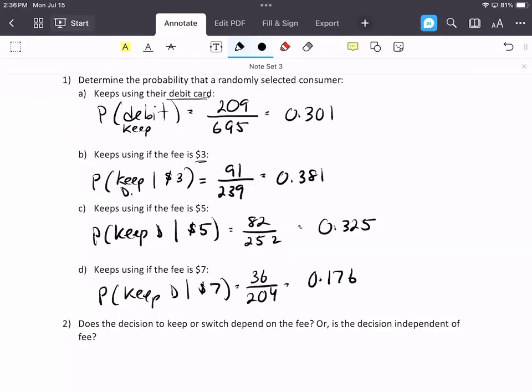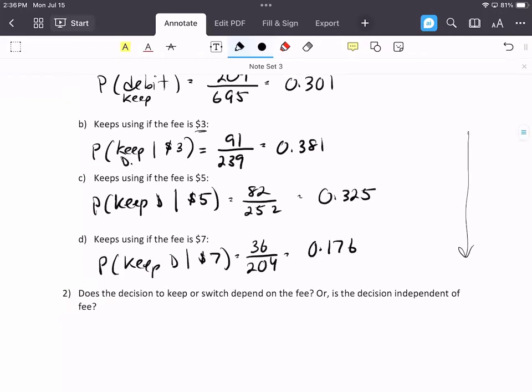So, excuse me, please take a moment, check. Now, B, C, and D are all examples of conditional probability, the conditions being how much is paid. As we look at these, what happens as the amount that is going to be charged to keep using that debit card goes up? Well, hopefully you notice the probability that they're going to keep it goes down. That makes sense. If someone told me that they were going to charge me, let's say $3, personally, I probably wouldn't keep using my debit card. I would go to something else. And if they said $7 was the charge, I definitely wouldn't keep it.